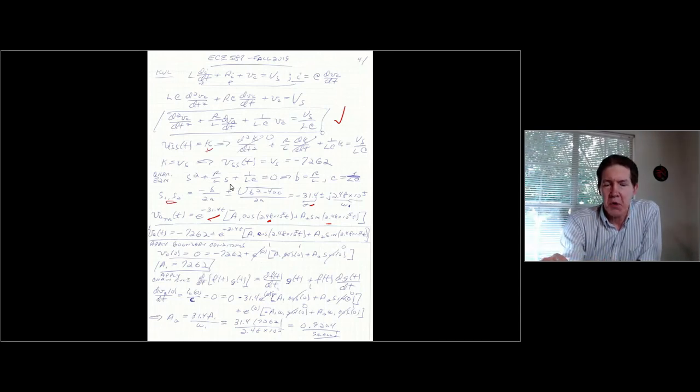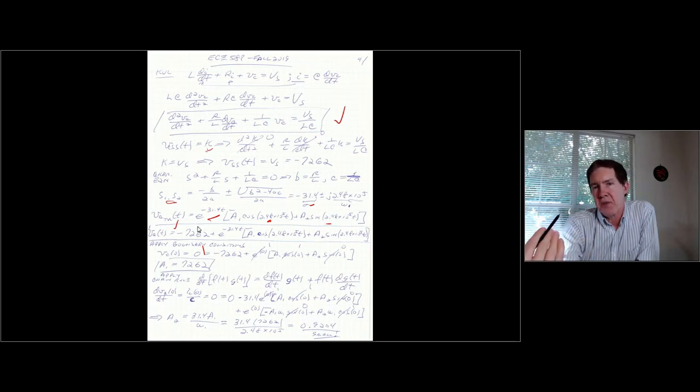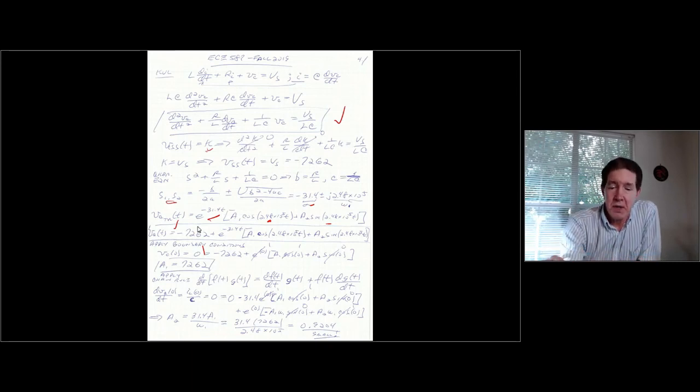So the total form of the solution before we get these constants A1 and A2 is shown right here in the box, right? So minus 7,262 plus e to the minus 31.4 t times the quantity in brackets. So now I have to apply the boundary conditions. This initial capacitor voltage is still 0. Again, if we clear at a current 0, the voltage across that fault resistance is 0. So again, it keeps that initial capacitor voltage at 0. And so this gives us an equation for solving for A1.